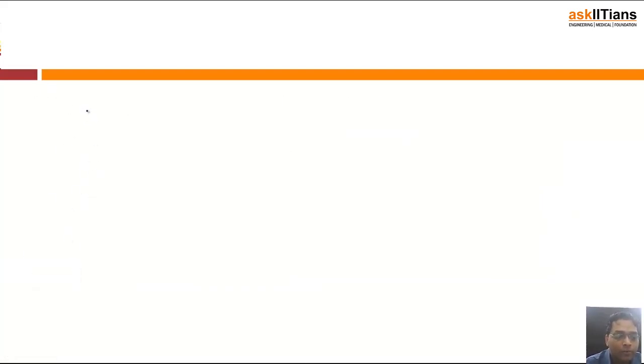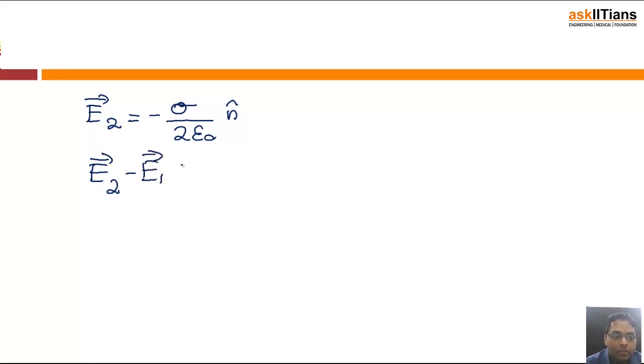So we know that the electric field due to the other surface is going to be given by what we just saw, sigma over 2 epsilon naught times n cap. Epsilon naught is nothing but the permittivity that we already know. Therefore, what is going to be the difference? The difference, because there are two surfaces, is E2 minus E1. So this particular difference, what is going to be this?